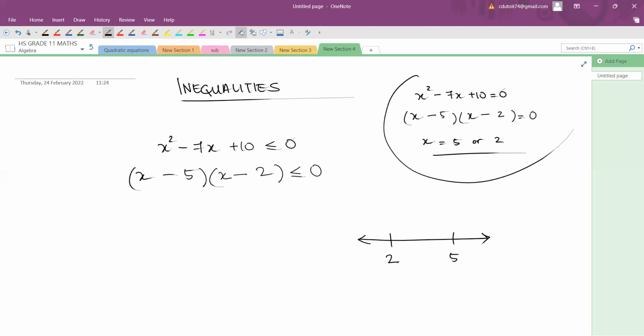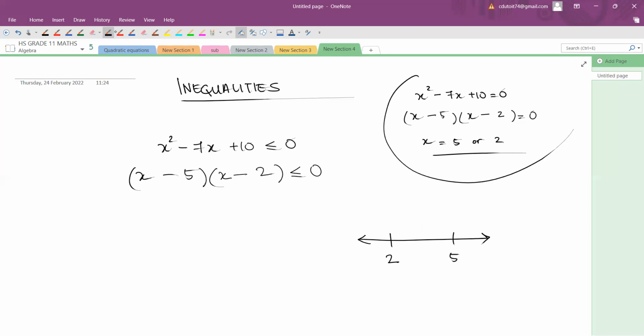Now, 99% of the time, every value higher than 5 that you put back into the equation will give you a positive value. Any value between those two will give you a negative value, and any value lower than 2 will give you a positive value. Let me explain that to you. So most students don't even bother with explanation. They just do positive, negative, positive. I'll show you where that comes from.